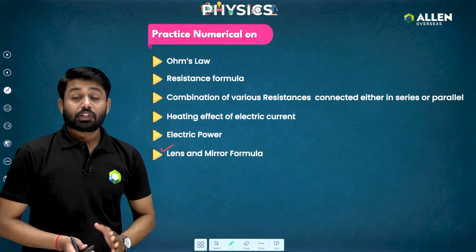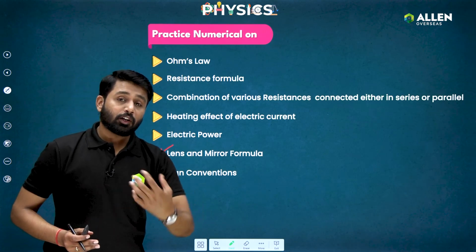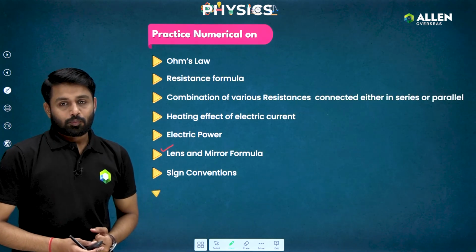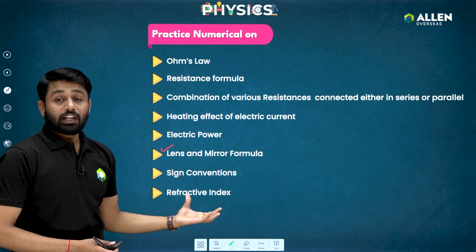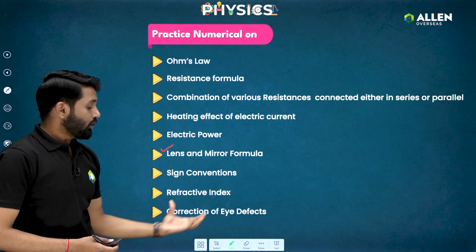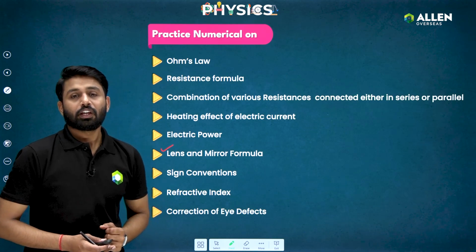Mirror formula based questions and also sign convention. If you know the sign convention, then only you can apply the mirror formula and lens formula. After that, refractive index, questions based on refractive index. After that, correction of eye defects. So these are the topics on which you should practice numericals.